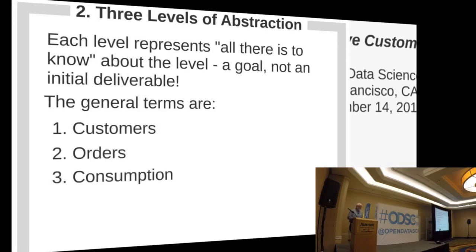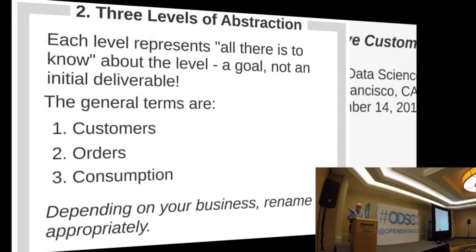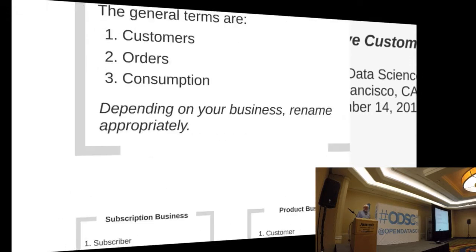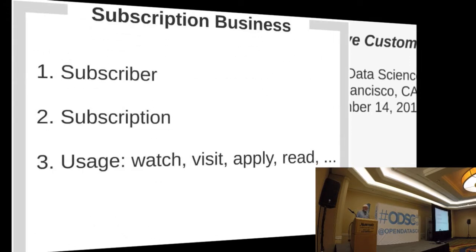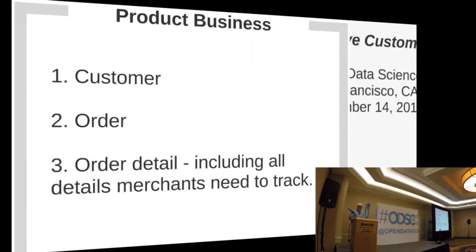And depending on the nature of your business, you're going to want to change these words appropriately. So if you have a subscription business, your customer is a subscriber, your order is the subscription itself, and the consumption is the usage of whatever somebody subscribed to. And you probably also want to plug in the exact word. So is it visiting or watching or applying the SAS tool or reading stuff, whatever that is. Contrast that with the product business, where we have customers, called customers, orders, and then order detail.